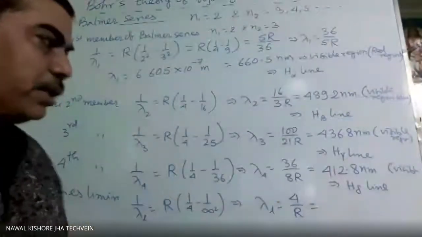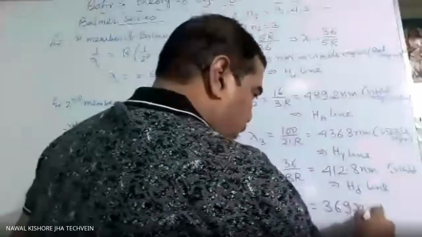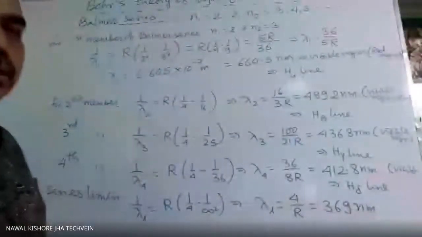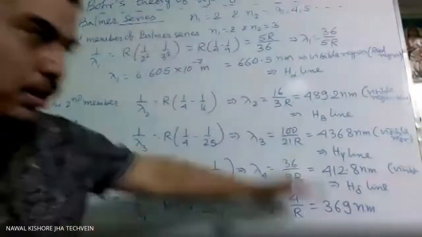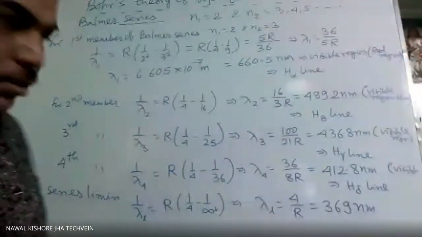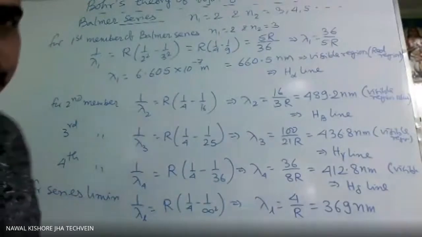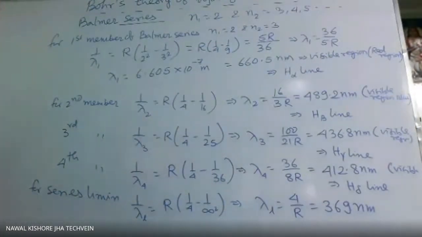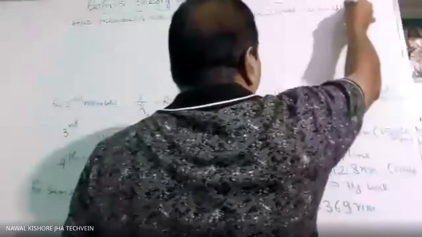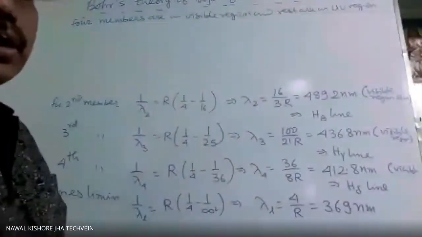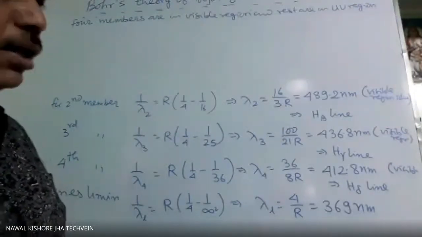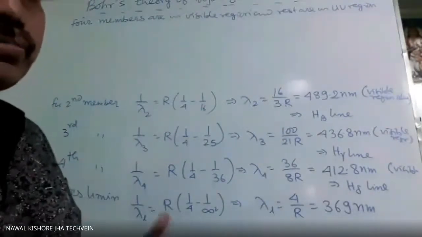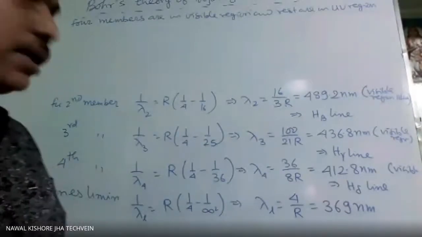Now for the series limit, what will come? 364.6 nanometer. That means four members are in the visible region and the rest are in the ultraviolet region. So four members of the Balmer series are in the visible region and the rest are in the UV region. Sometimes we ask, name the series in which a few members are in the visible and the rest in the invisible region, or name a series which has both types of members, visible and invisible.